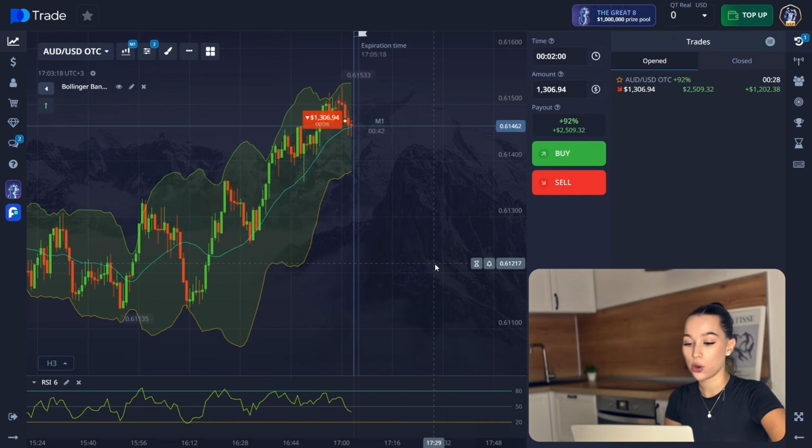Indicating weakening bullish momentum. So the upward trend here began to lose strength, and the current peak formed near the previous resistance level, and this increases the probability of a downward pullback. What's going on here? And especially with the confirmation from candlestick and indicator.